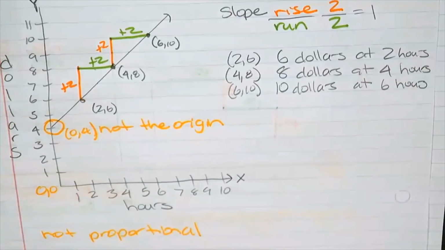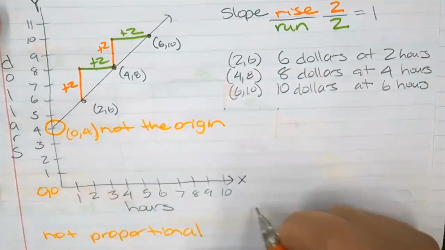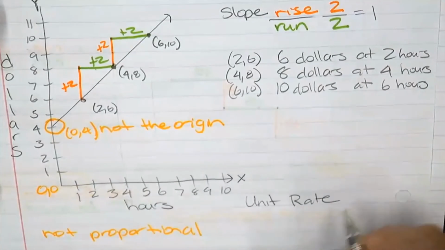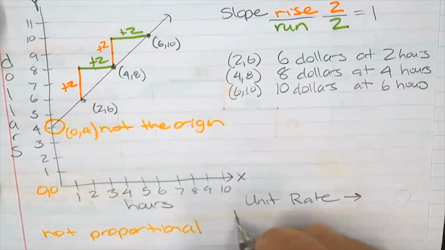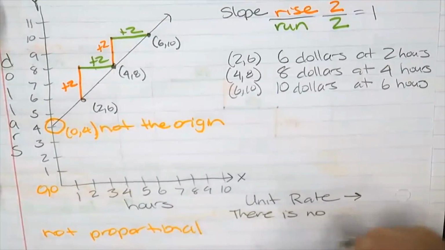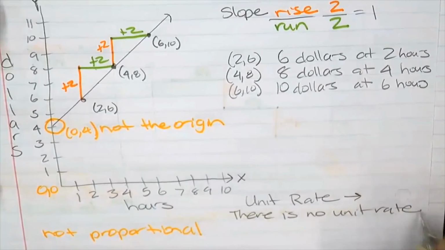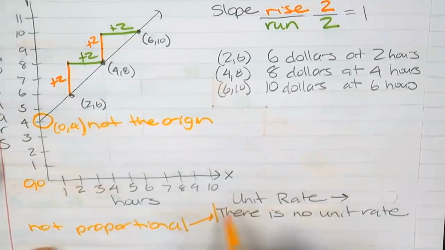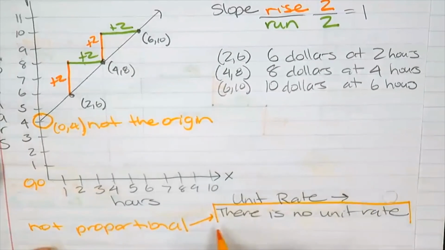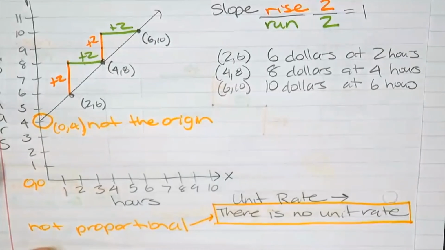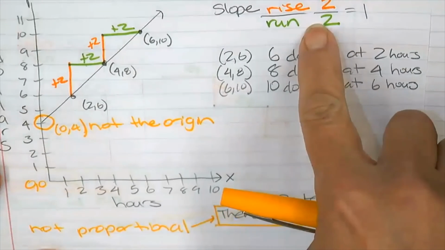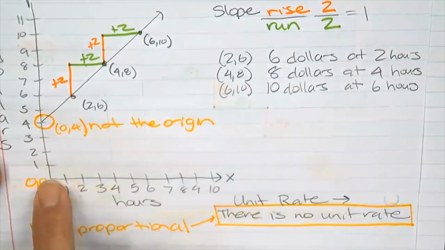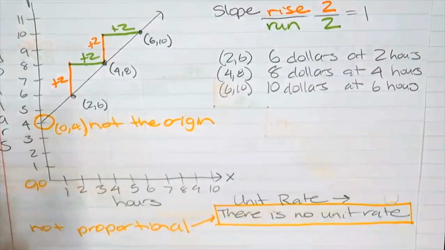And unit rate, there is no unit rate. Because this is not proportional, there is no unit rate. We still have a slope, but this is not a proportional relationship. And because of that, we do not have a unit rate.